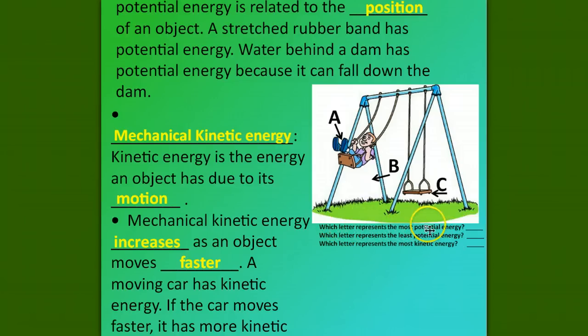Which letter represented the most potential energy? When he's way up here, waiting to fall back down. That's the most potential energy. Which letter represents the most kinetic energy? When he's swinging up. That's kinetic energy, B. So hopefully you got those right. If not, we'll have more practice.